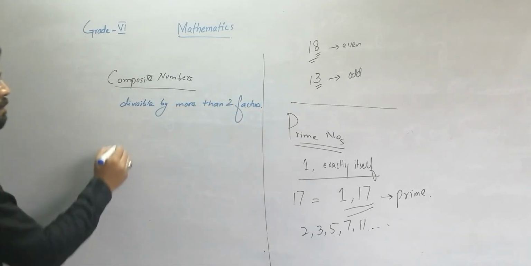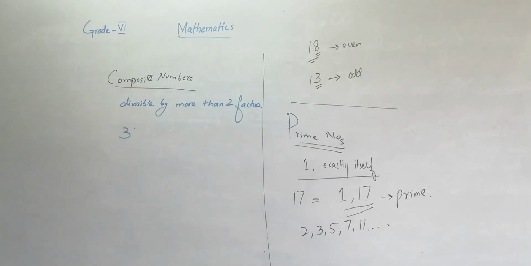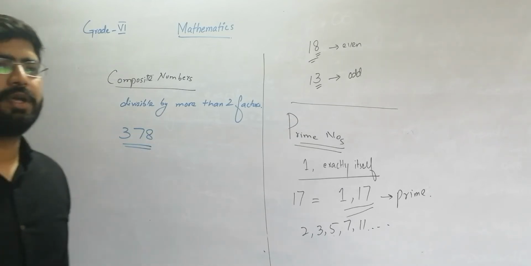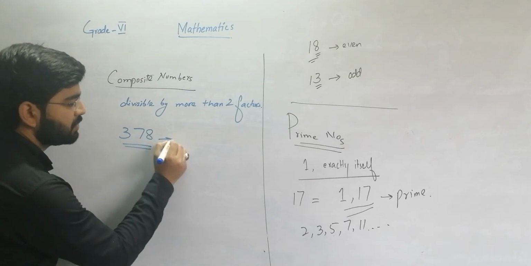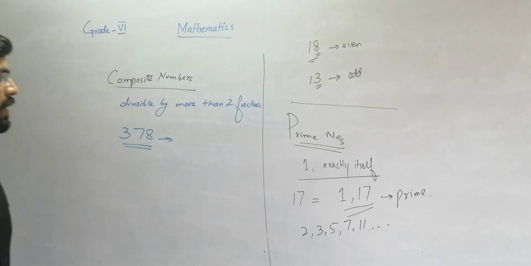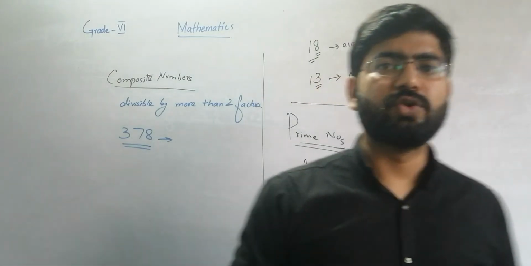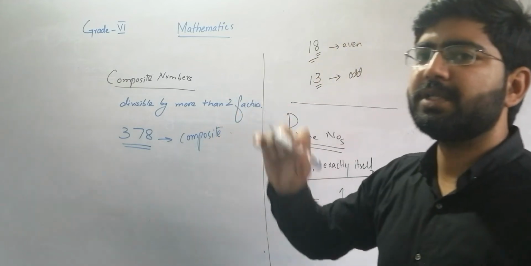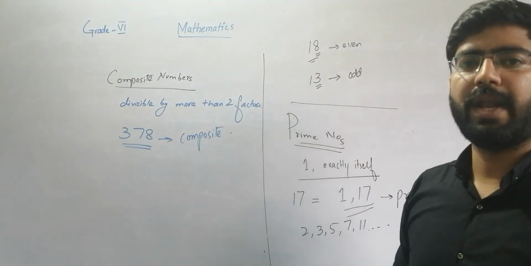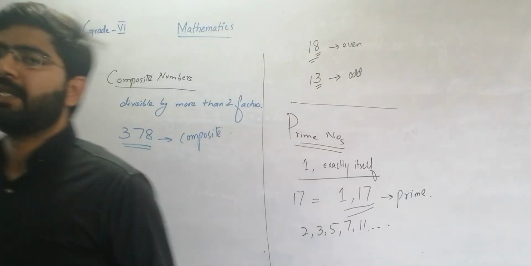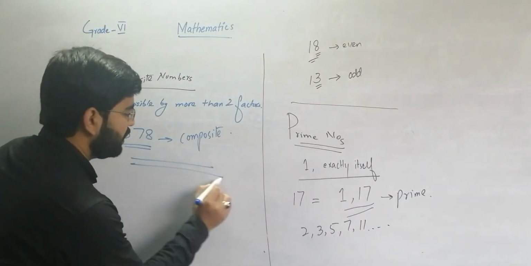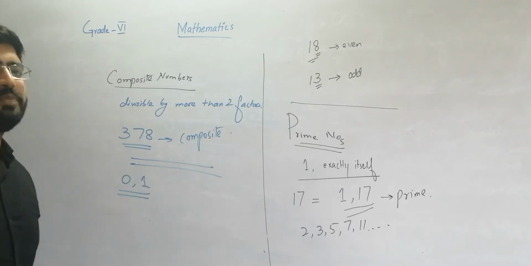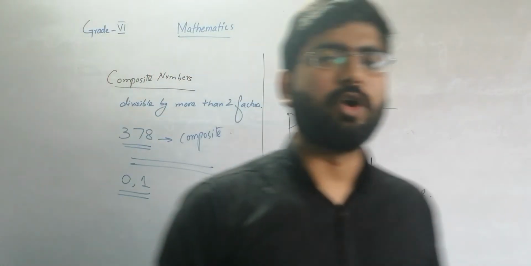For example, 378. 378 is a number which, by appearance, is an even number, and it is divisible by 2. So since it is divisible by 2, it is a composite number, because prime numbers are the numbers which are only divisible by 1 and themselves. Remember one thing, there are two numbers which can be neither composite nor prime, which are 0 and 1. They are neither prime numbers nor composite numbers.